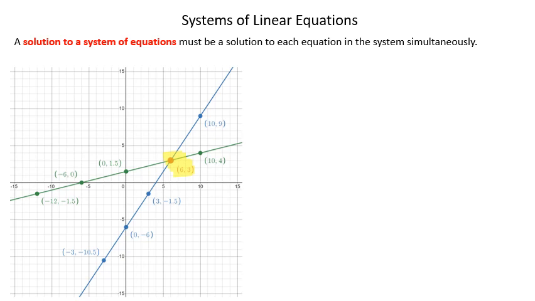So a solution to a system of equations, let me underline this, must be a solution to each equation simultaneously. So if you have two equations in your system, the word system means list. That's all it is. A system of equations is a list of equations that we don't treat as separate equations, we treat it as one problem.